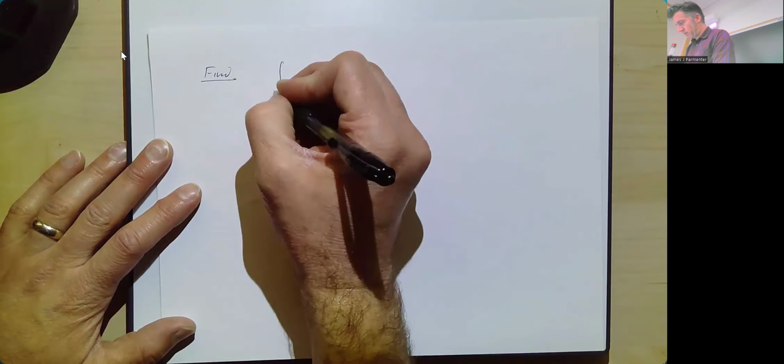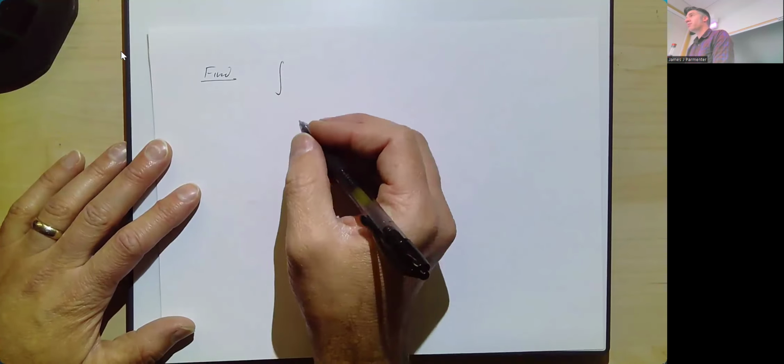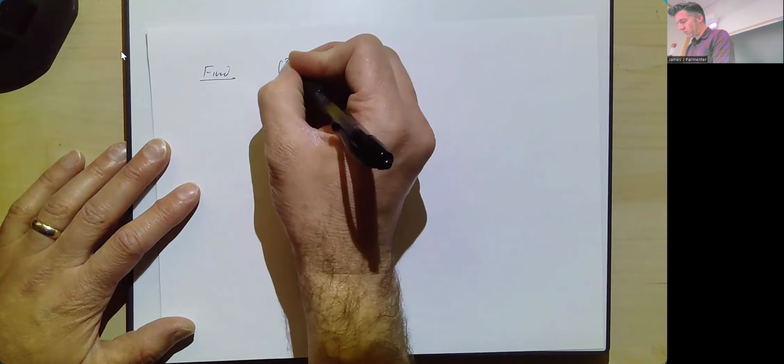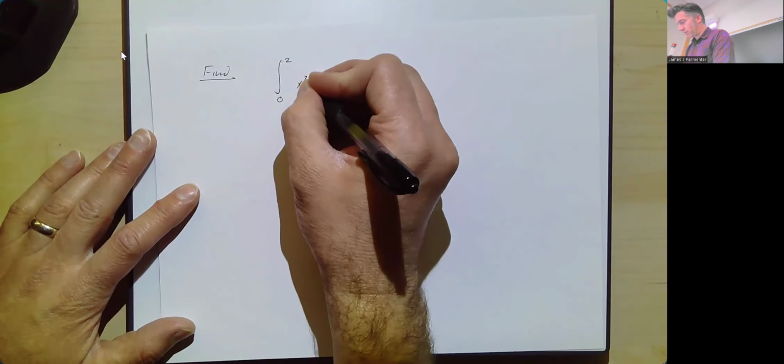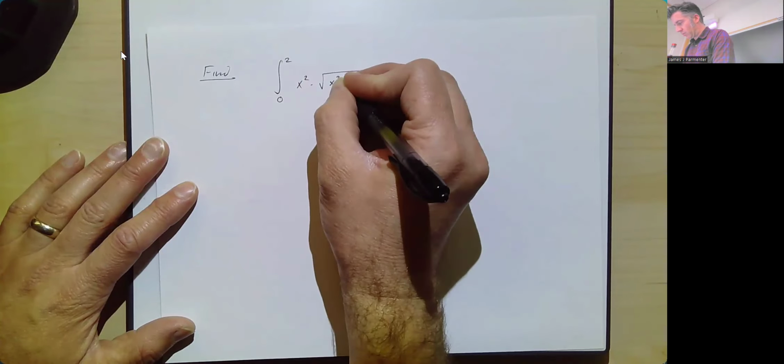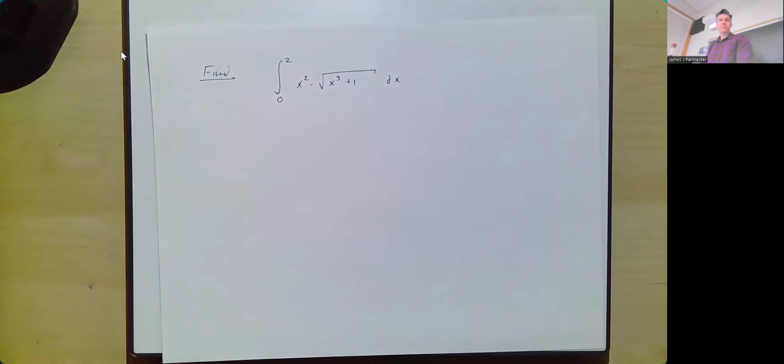Sure, we'll do a classic. The integral from 0 to 2 of x squared times the square root of x cubed plus 1. Which certainly looks like we might need to use what method of integration? What's the only method we've really got? Use substitution. I know you know it, you're just like, I don't want to say anything.